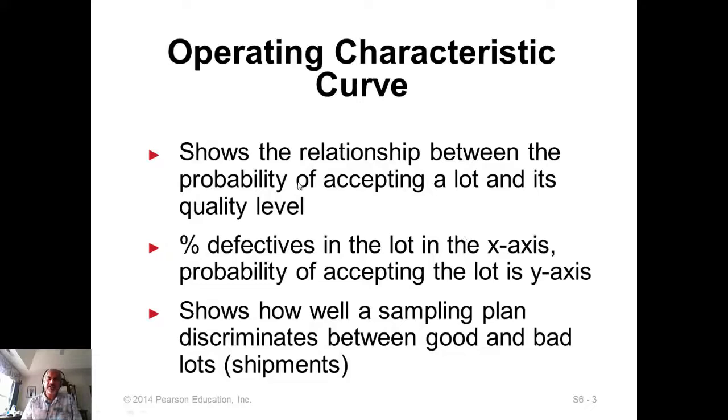It shows the relationship between the probability of accepting the lot on the y-axis and the quality level of the lot. Quality level meaning what percentage of defectives are in the lot. So the percentage of defectives in the lot goes on the x-axis, and the probability of accepting the lot goes on the y-axis. Then you compute, for different values of defectives in the lot, the corresponding probability of accepting the lot for a given sampling plan n, c. It shows how well a sampling plan discriminates between good and bad shipments.